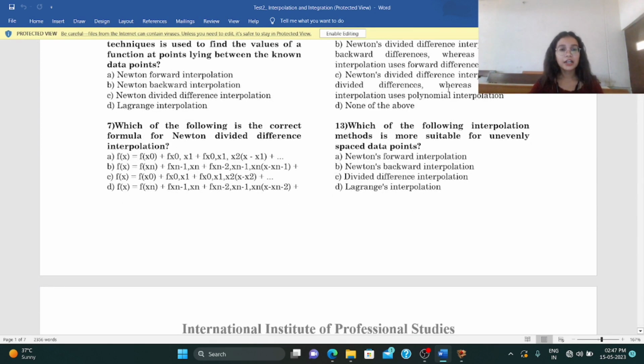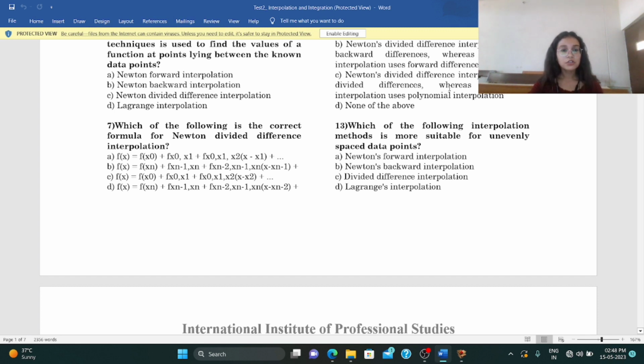Now the question 7. Which of the following is the correct formula for Newton divided difference interpolation? A. Function of x equals function of x0 plus function of x0, comma x1 plus function of x0, x1, x2, bracket x minus x1, and the series continues. B. Function of x equals function of xn plus function of xn minus 1, comma xn plus function of xn minus 2, xn minus 1, xn, bracket x minus xn minus 1 plus and the series continues.